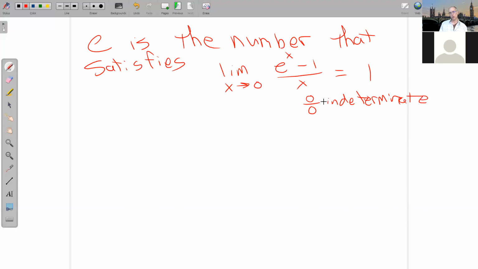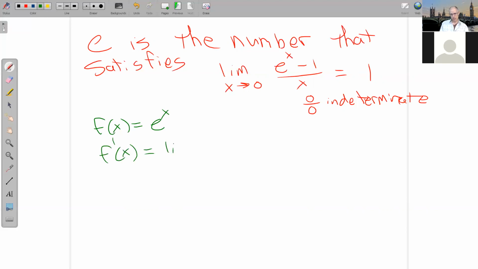So e is the only number for which we get one as the limit here. So that's another definition for e. So why do I care about that? Well, we want to know if f of x is equal to e to the x, what is f prime of x?